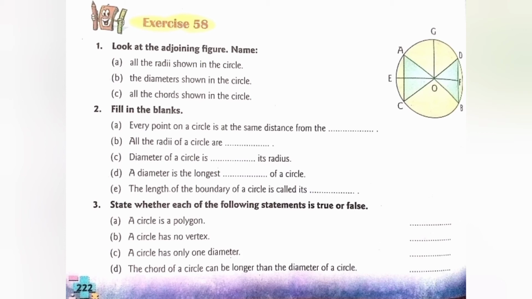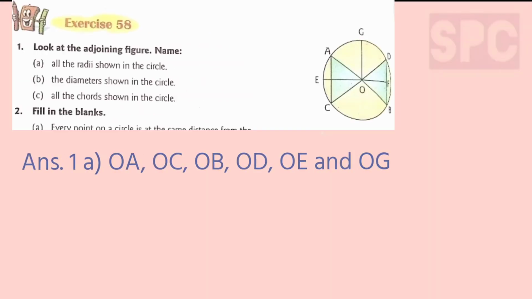Question number 1. Look at the adjoining figure and name part A, all the radii shown in the circle. Now children, here first we have to see all the points which are lying on the circle. Like in this figure, the points lying on the circle are A, C, B, D, E and G. So for this circle, the radii are OA, OC, OB, OD, OE and OG.